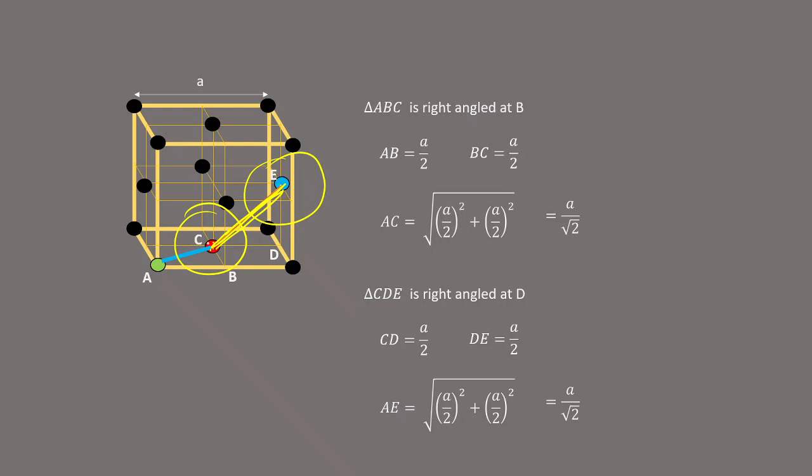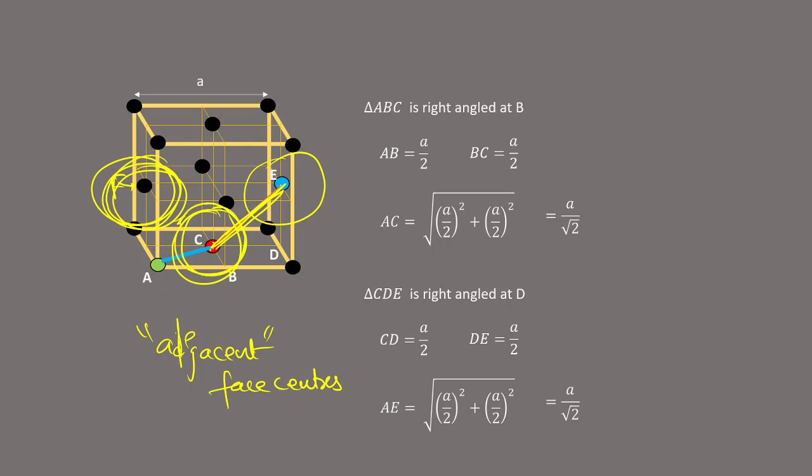Therefore, you will also see that the atoms centered at C and, let's say, this point F, will also be touching each other. So the atoms centered at adjacent face centers, adjacent meaning nearby, will be touching each other, but the atoms centered at the opposite face centers won't be touching each other. These two atoms will be far away. Let's say this point is G. So the atom centered at G and the atom centered at C won't be touching each other. I'm only talking about adjacent face centers, not the opposite face centers. Okay, so let's see.